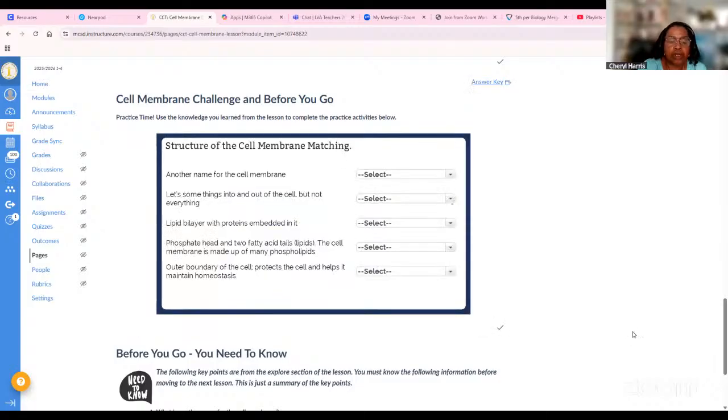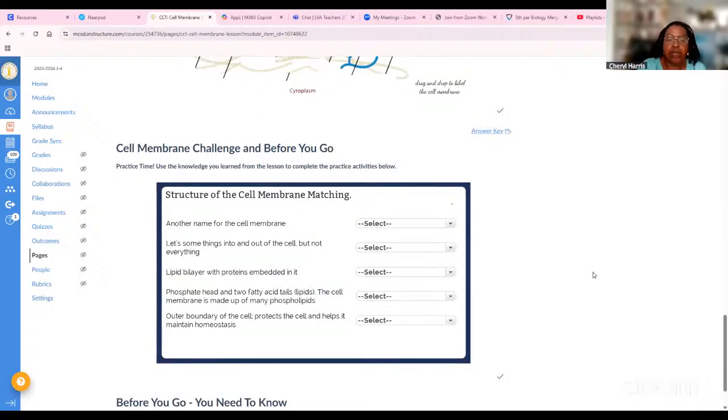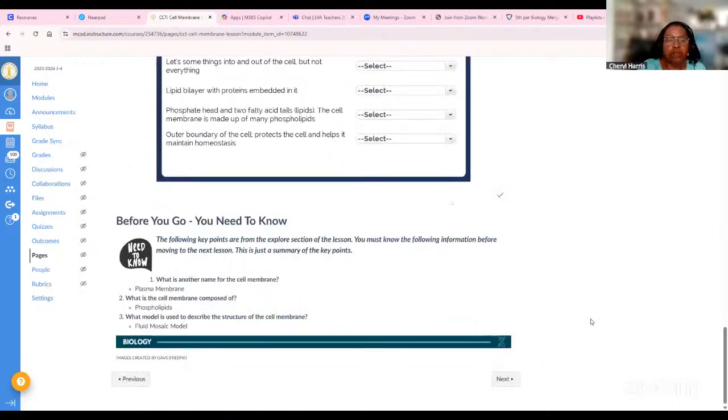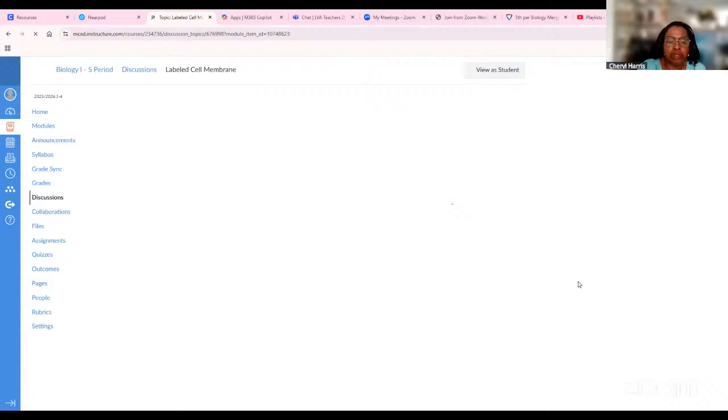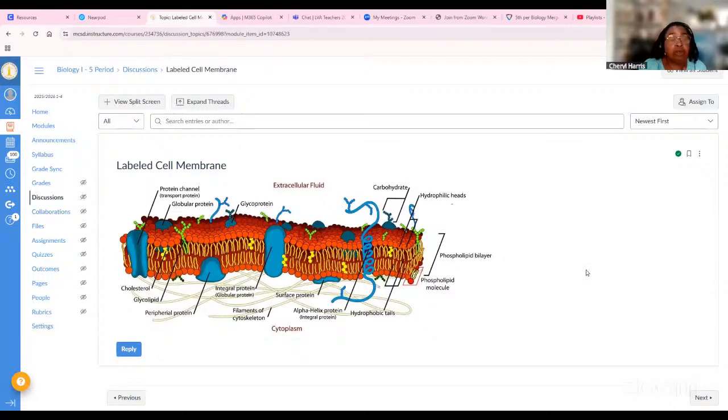And while you're doing that, I'm going to check to see if I already loaded a labeled picture, because you do have to know how to label that. Yep, there it is. It's already in your module. So if you go to the next slide in your module, you will have a labeled diagram. It's already in there for you. So study it and then go back and quiz yourself.